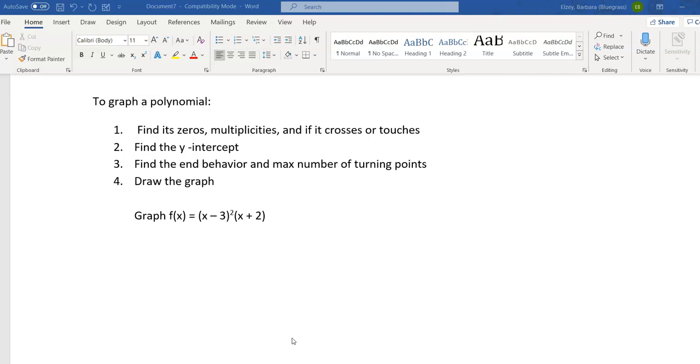We're going to find the Y-intercept. We're going to find the end behavior and the max number of turning points. And then we're going to use all that to draw the graph. Okay, so let's start with step 1, which we did in the last video.